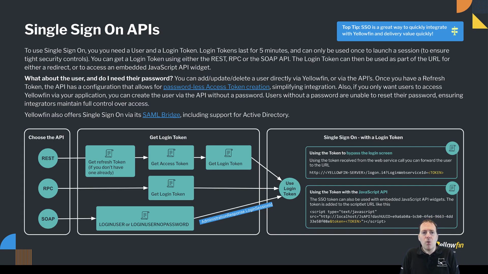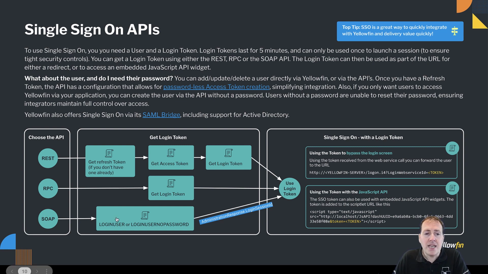So this is the workflow for those single sign-ons. Let's say you have the refresh token, access token to get a login token. You can then use that login token to call, and you pass it into the URL, just like you see here on the screen. The RPC, you actually have to provide the admin credentials and the user credentials to then be able to get the token that you want back.